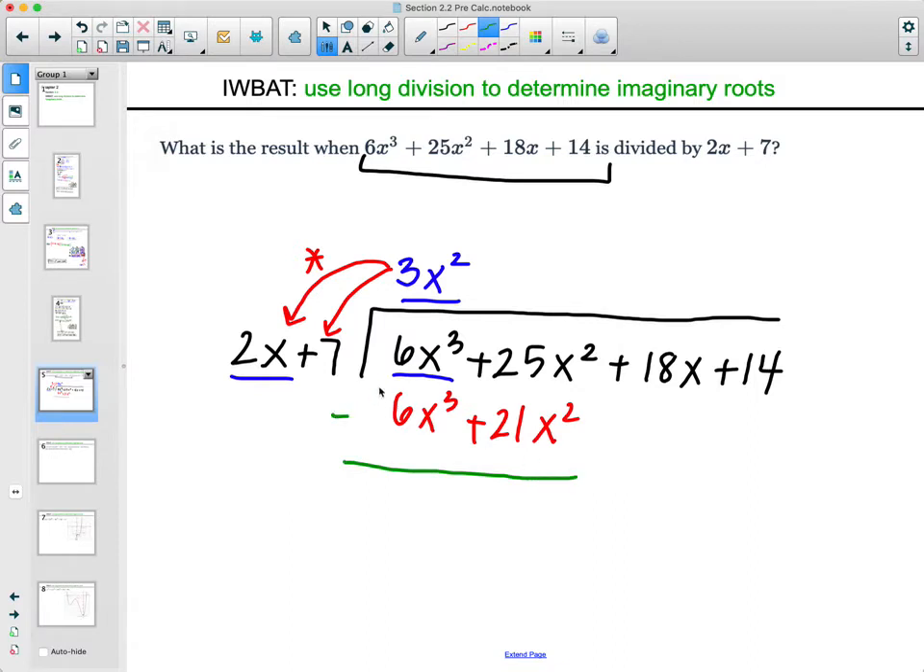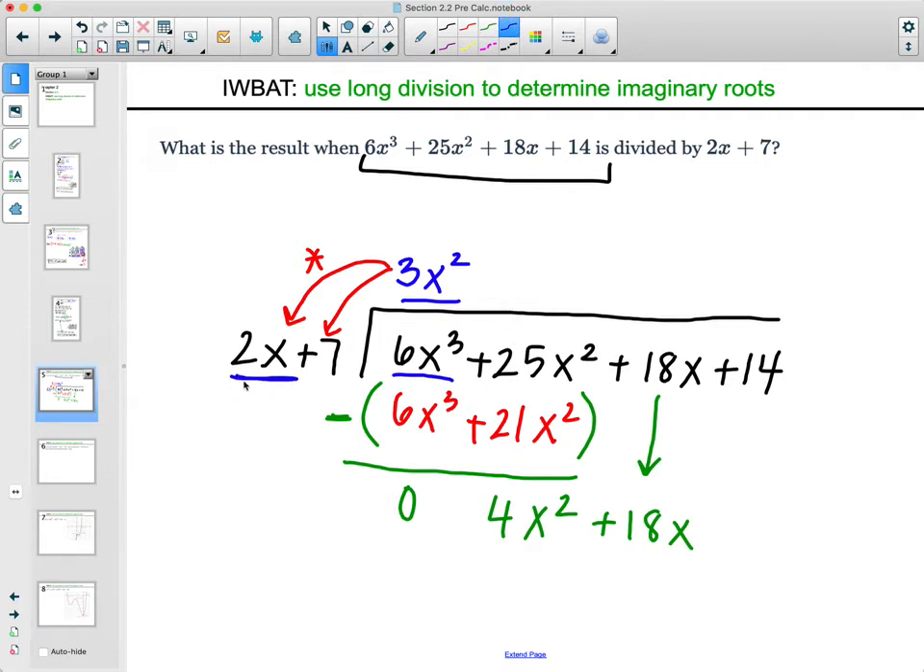Then this is critical. You need to subtract. Okay, so you need to subtract these. So make sure that you do that. So 6x cubed minus 6x cubed is 0. 25x squared minus 21x squared is 4x squared. Then you carry down your next term and you start over.